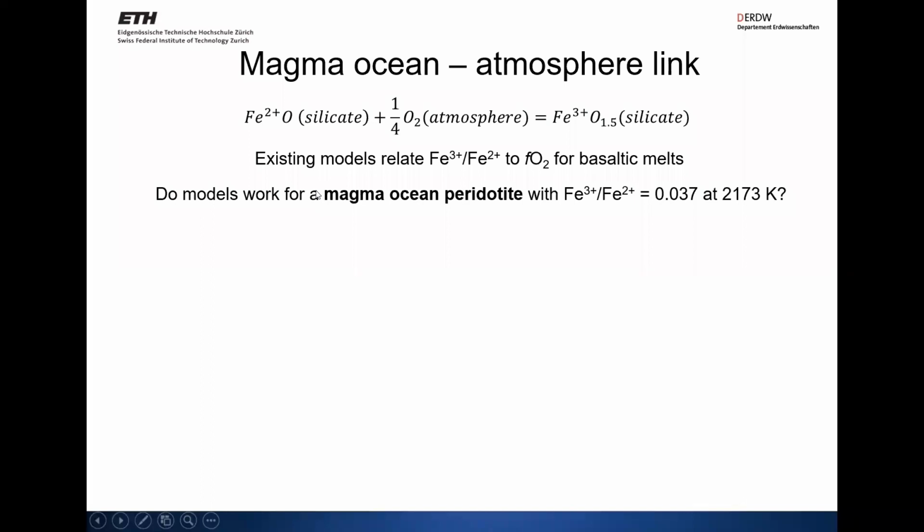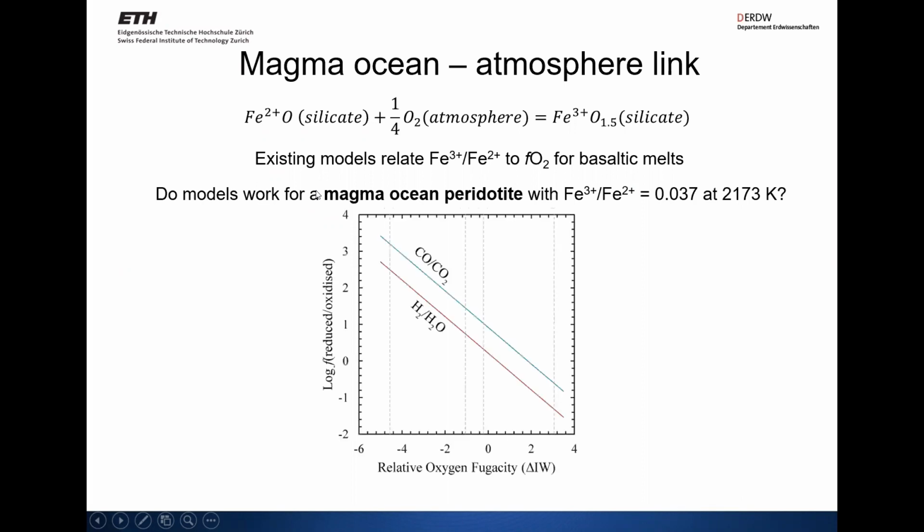And just to illustrate how poorly these models that are based on basaltic rocks work for peridotite, I show this figure here, which is for a constant ratio of iron 3+ to iron 2+, here taken to be 3.7%, and a constant temperature. Existing models are shown as these vertical lines here. And so you can see that the oxygen fugacity that these models predict has a range of about 6 orders of magnitude, which means that with existing formulations, we may predict an atmosphere which is rich in CO and H2O, or we may predict an atmosphere which is rich in CO2 and H2O.